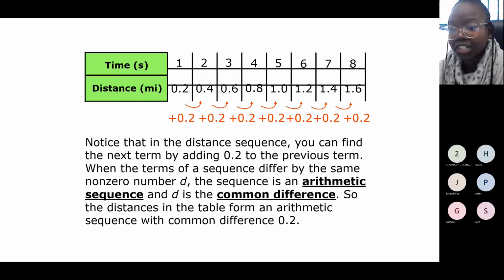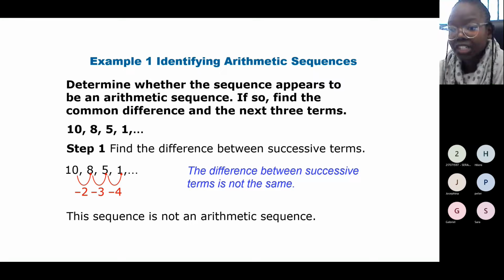Moving on is an example of how to identify arithmetic sequences. How do you know that a sequence is an arithmetic sequence? It says determine whether the sequence appears to be an arithmetic sequence. If so, find the common difference and the next three terms.